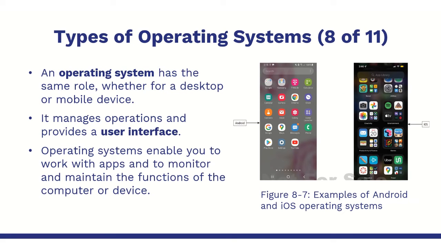There can be different types of operating systems as well. An operating system has the same role whether for desktop or mobile device. It manages operations and provides the UI, or user interface. Operating systems enable us to work with applications and to monitor and maintain the functions of the computer or device. You can see in this screen there are two screenshots of two different screens. This one is for the Android operating system. This one is for the iOS operating system.